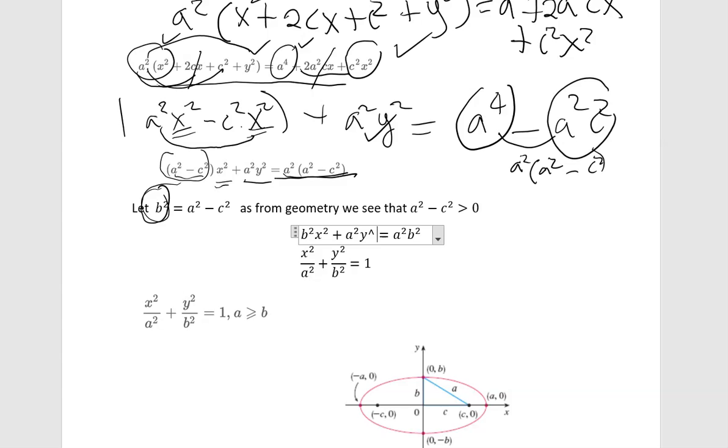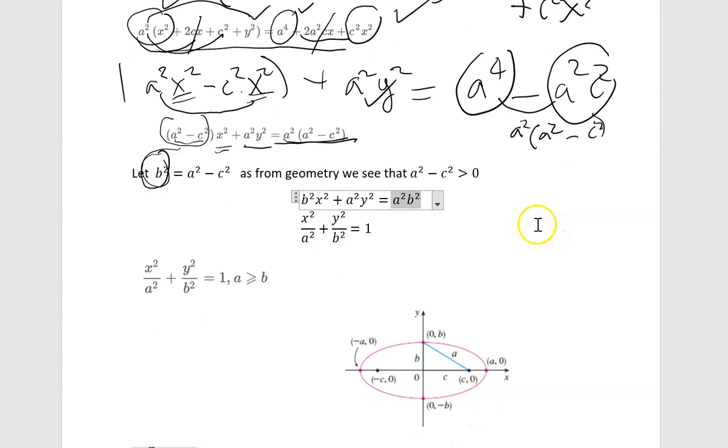Y squared is equal to, on this side, because A squared minus C squared is B squared, we are going to call it A squared times B squared. So we have B squared x squared plus A squared y squared is equal to A squared B squared.